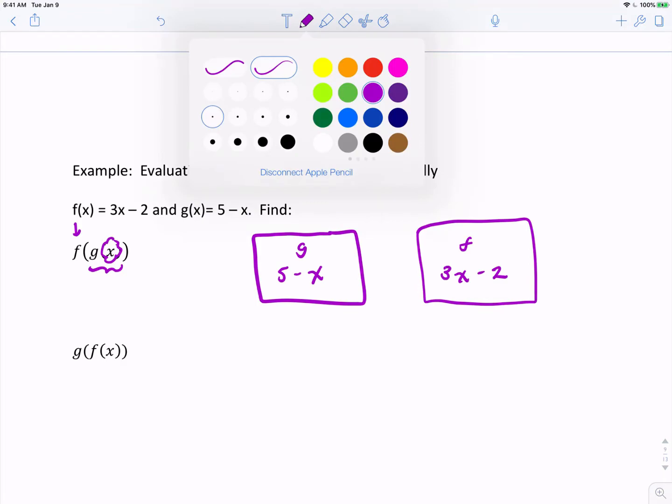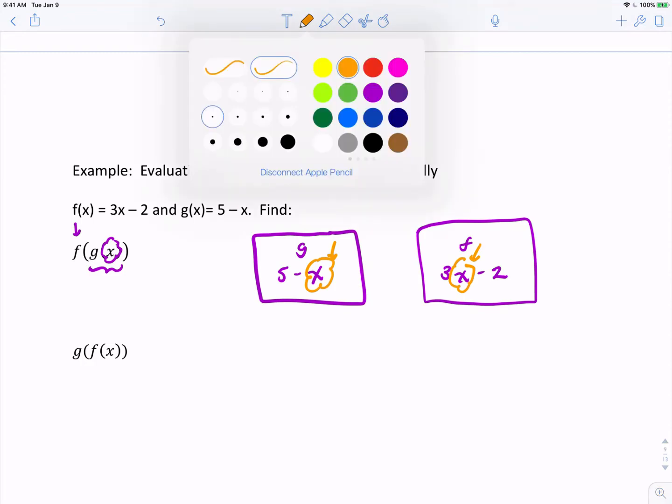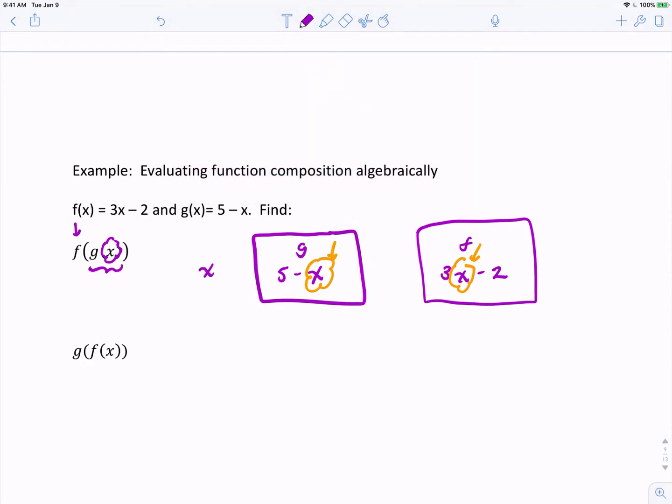Sometimes it gets a little tricky when you're inputting variables, so you might take a moment and really focus on where you're going to put your input. I sometimes circle it so I don't get lost in the process. All right, so here we go. The first thing we're going to do is take x and put it into function g. And that simply gives us 5 minus x.